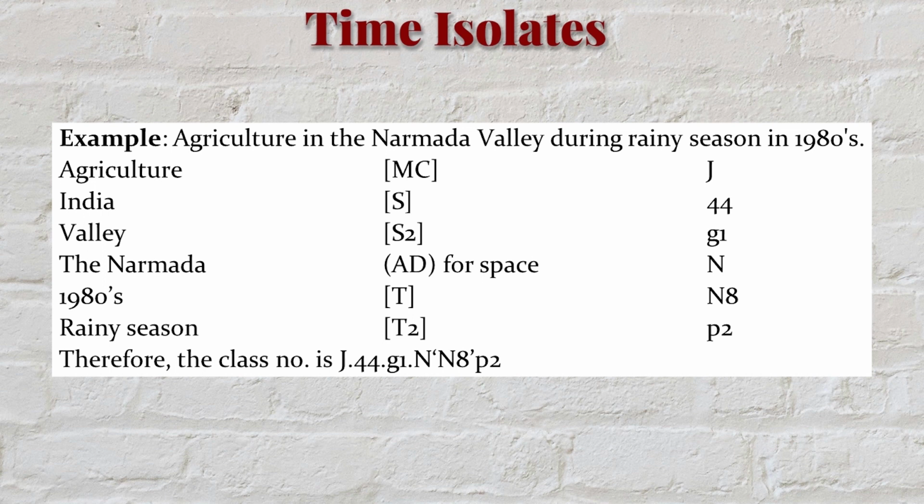individualization by alphabetical device, that is capital N for Narmada, and the decade is denoted by 8, and rainy season is the time isolate in level 2. So it is denoted by rainy season or monsoon is P2 in the meteorological time span. And therefore the class number will be J44, J dot 44 dot G1 dot N, then apostrophe N8 and apostrophe small p2. Now we move on to space isolate.